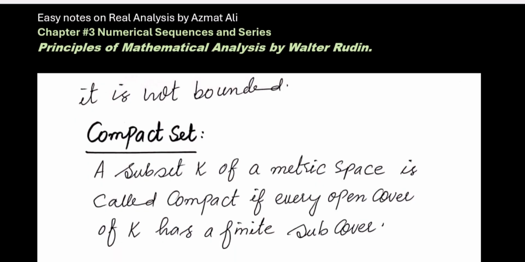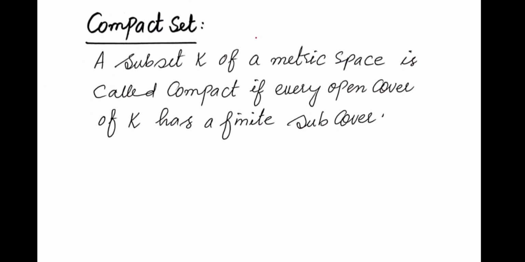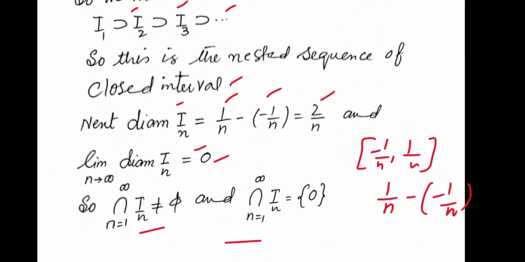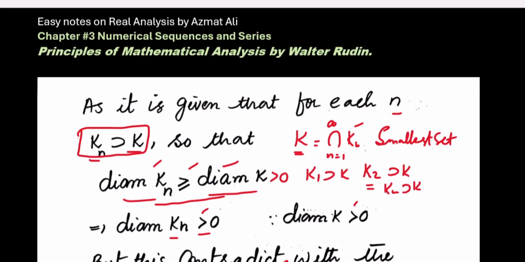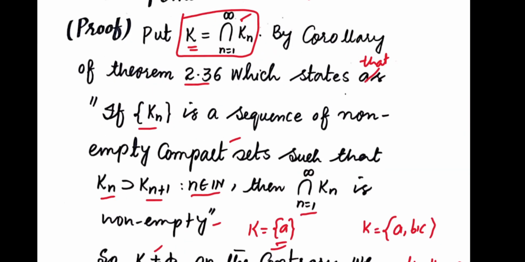Anyhow, this is the general definition of a compact set, but I am not delving into this definition in detail. Just for your convenience, I have written this definition. A subset K of a metric space is called compact if every open cover of K has a finite subcover. This definition I have already discussed in chapter number 2. So I hope now you have a clear understanding of today's lecture. This is very simple and easy, and this gives the complete proof and complete concept of today's lecture.